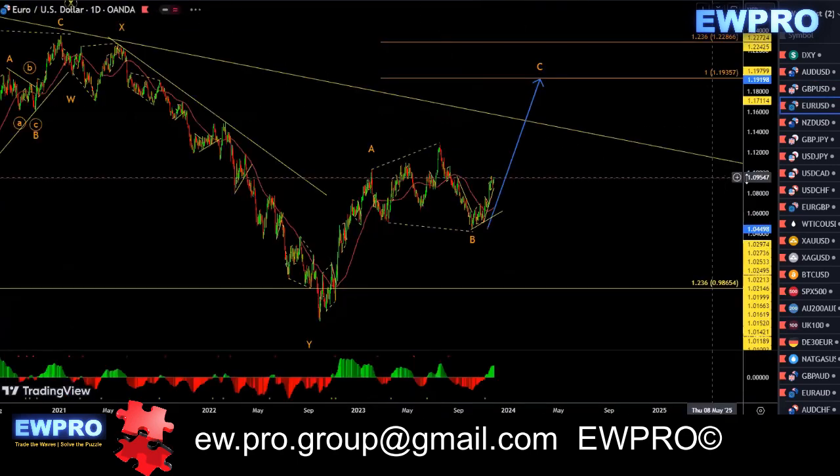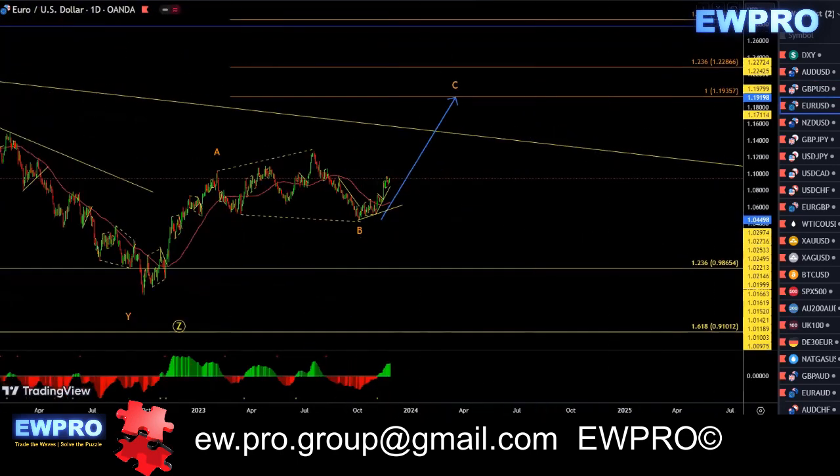EU looks quite nice. This is pretty much playing out as planned. We're looking at that A, B, C up to that 100 pip, or the second target's at 161.8.